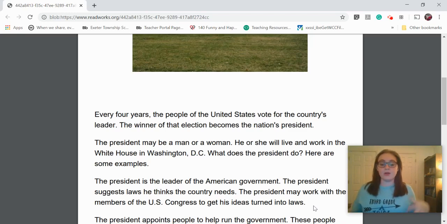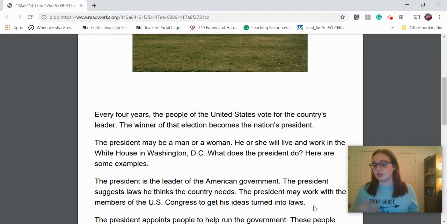So if you remember last week, we talked about the three branches of government, and we talked about how Congress is in charge of coming up with laws, and they are in charge of trying to figure out what laws might be good for our country, and then the president is able to either veto that law or pass the law. However, the president is also able to suggest laws that he thinks the country might need.